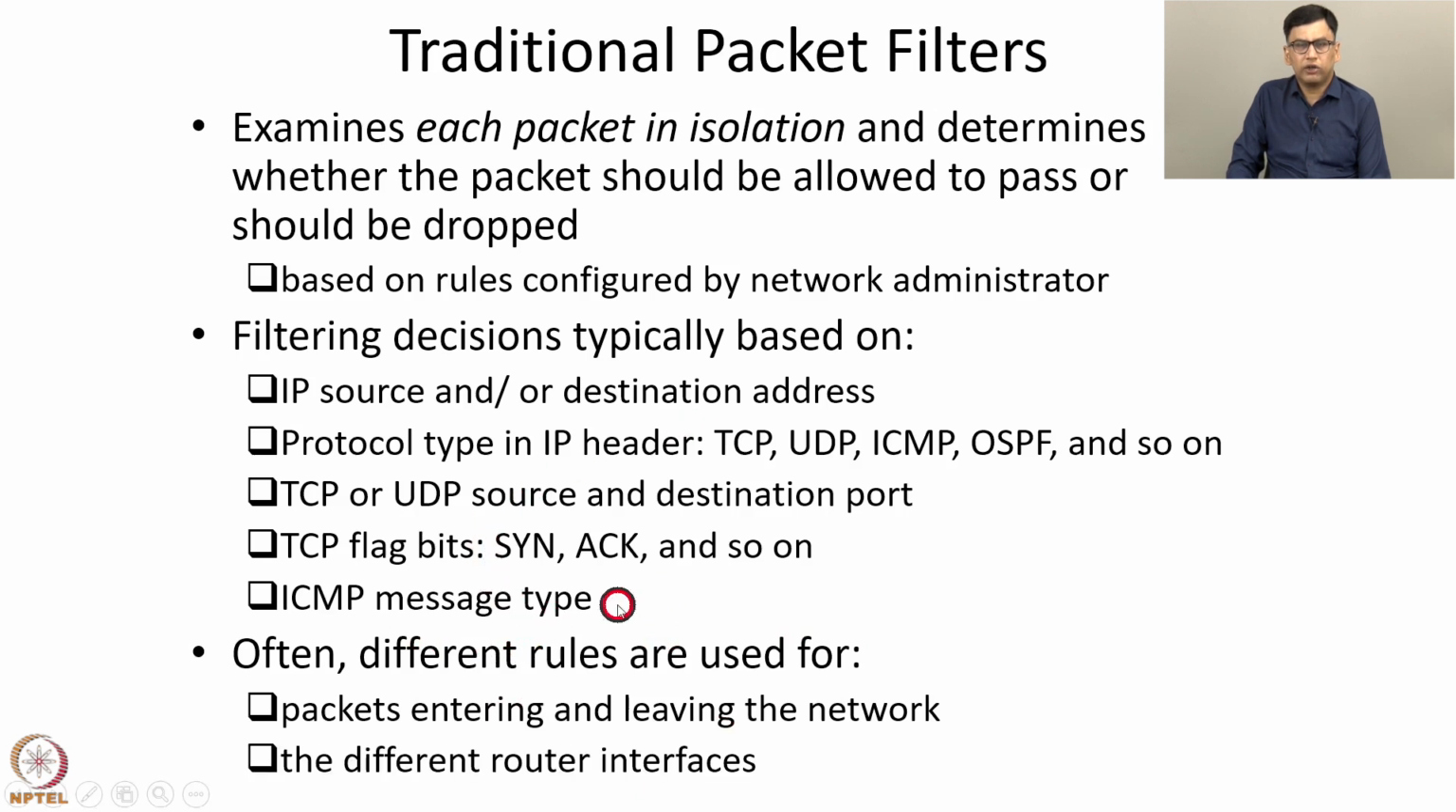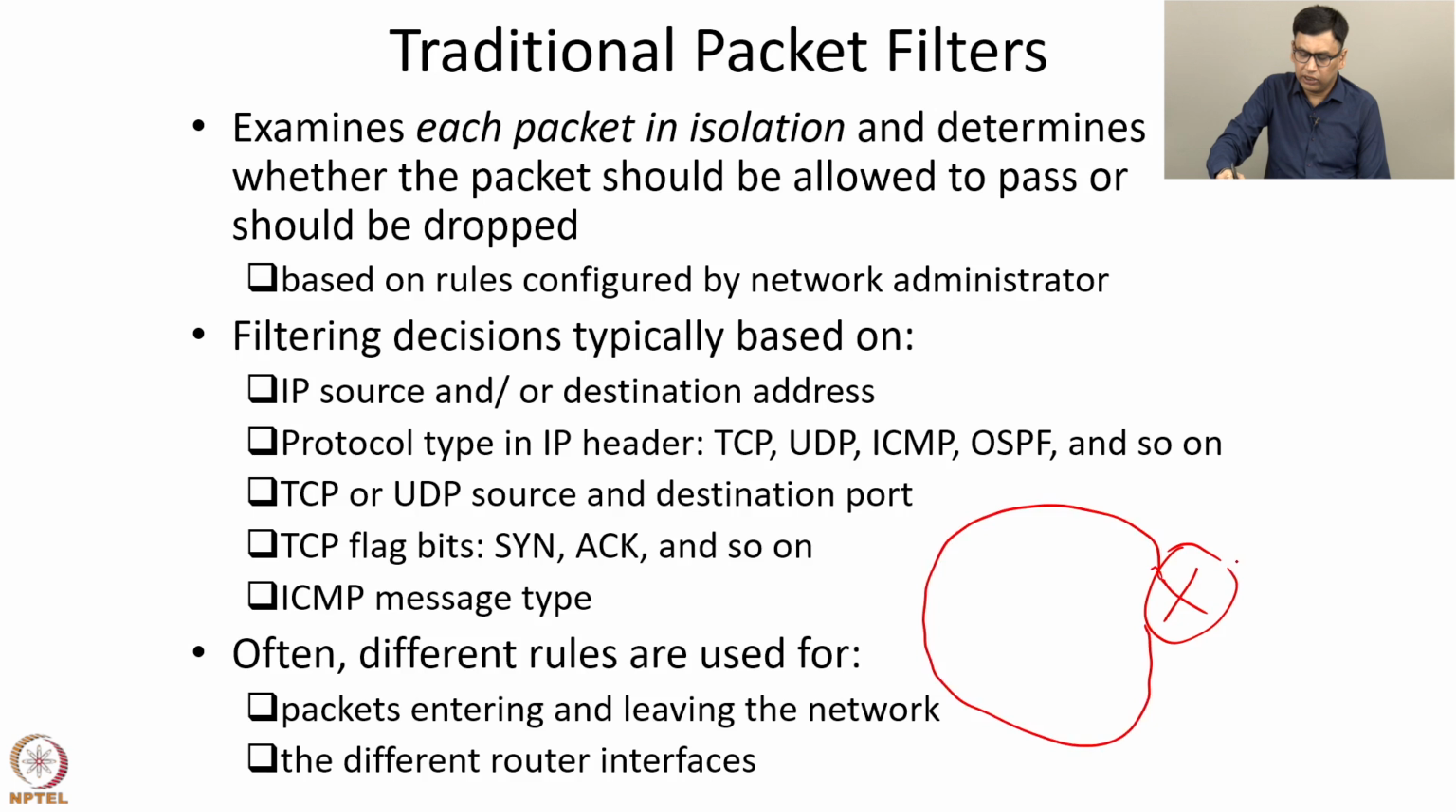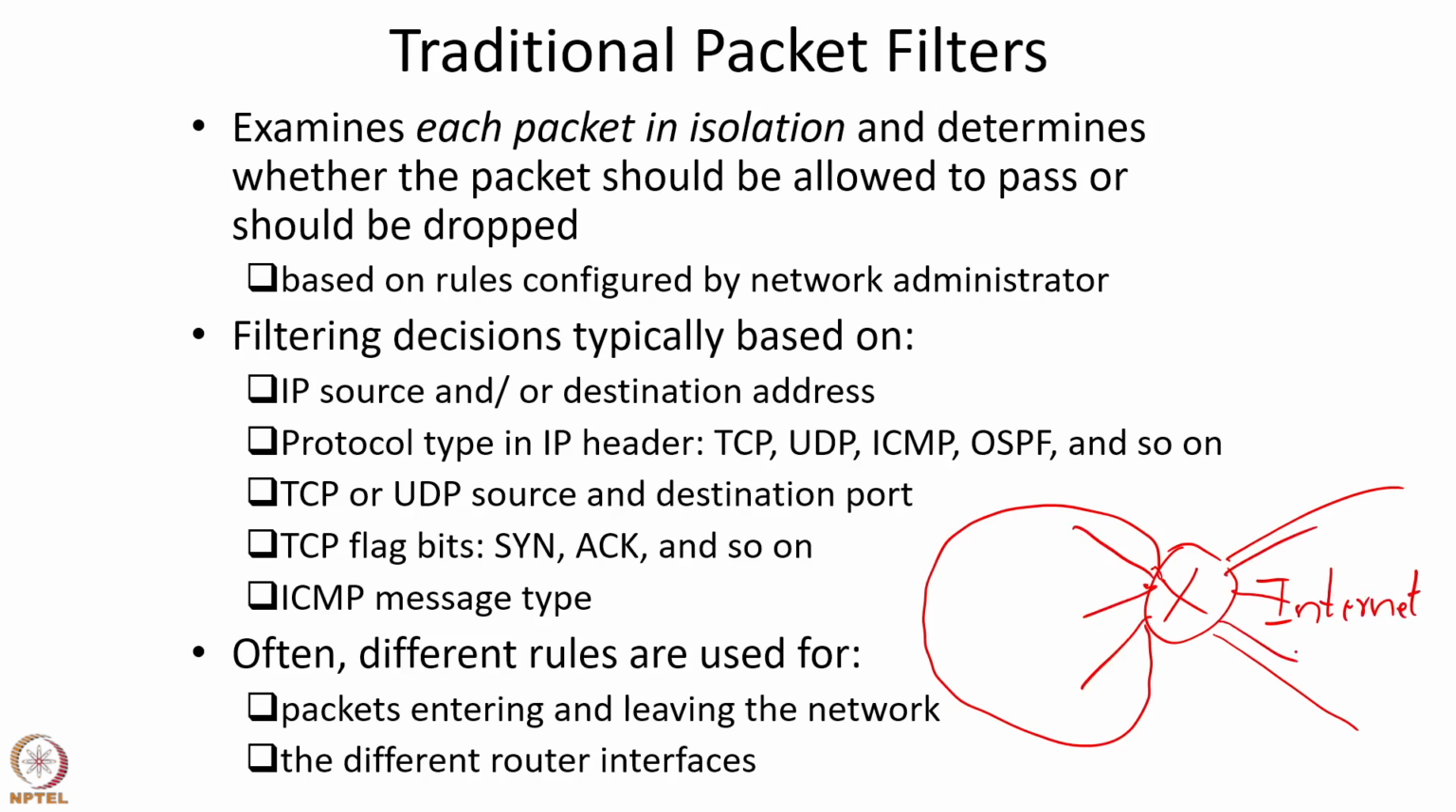And also different rules are used for the different router interfaces. So to understand this, note that a firewall sits at the boundary between an organization's network and the internet. So this is the organization's network, and this is the internet. So a router may have a number of different interfaces, which are shown here. Different rules are applied in general for the different router interfaces.